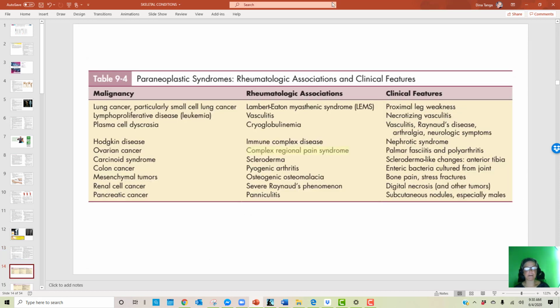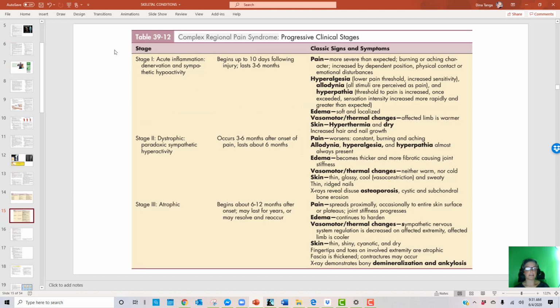Okay, so this is from the pathology book. Paraneoplastic syndromes, rheumatologic associations, and clinical features. Rheumatologic associations, complex regional pain syndrome. Table 39-12, complex regional pain syndrome, progressive clinical stages.